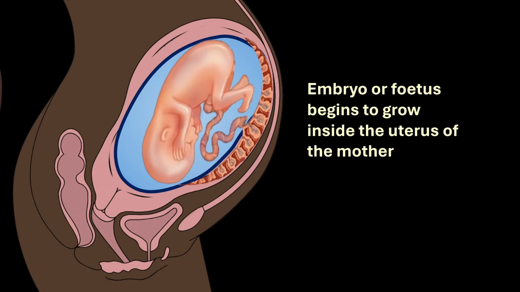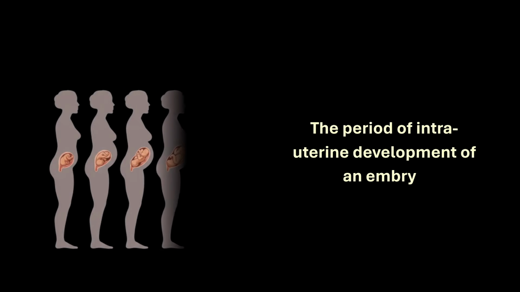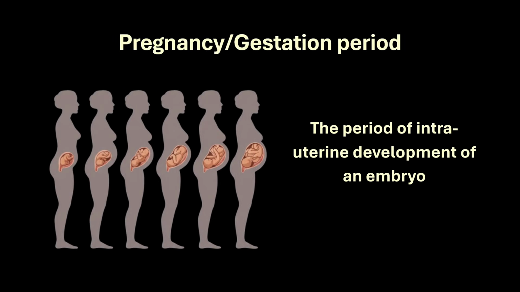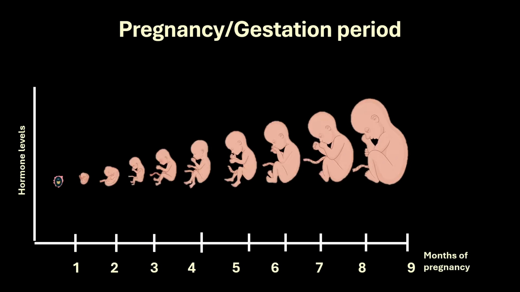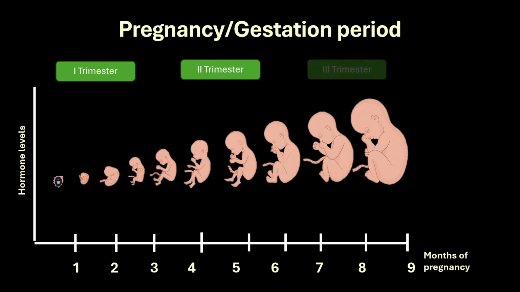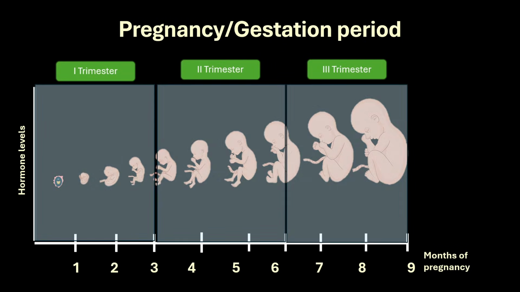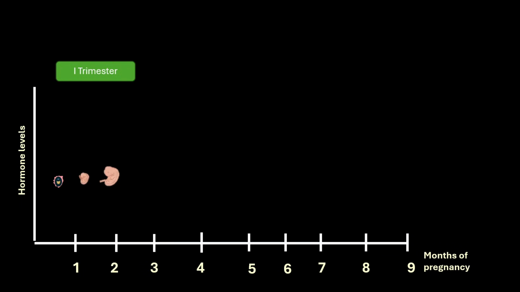Now let's quickly look at how the fetus develop over time. So the period of intrauterine development of an embryo is called pregnancy or the gestation period. In humans, if we count from the start of the last menstrual period, the pregnancy lasts roughly 40 weeks. Human gestation can therefore be divided into 3 trimesters, each lasting for about 3 months. During the first trimester, the major body organs develop.